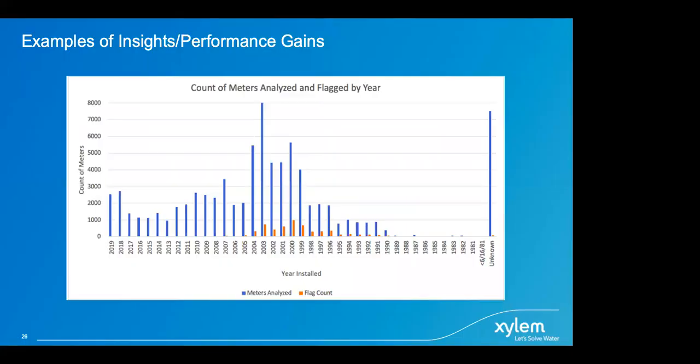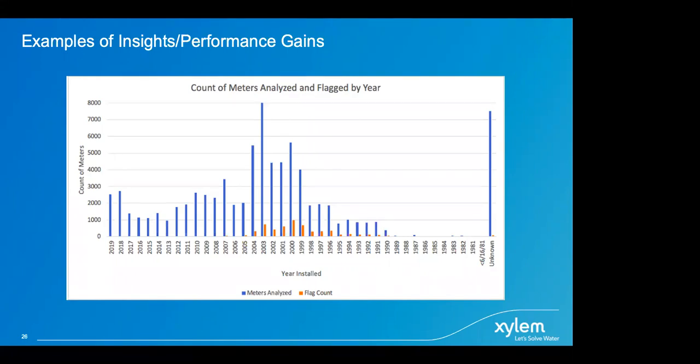Now, beyond just the dashboard and saying this meter is bad and this is how bad it is and this is when the problem started, to Ian's point of looking for clusters of bad meters, and maybe that's pointing to a network issue or a bad batch of meters, there are insights that you can glean from this analysis too. And this is just an example of one of them, where it's showing the blue bar being the amount of meters analyzed for that year on the x-axis, and then the flag count being the orange bar, saying how many meters were actually flagged as having inaccuracies.